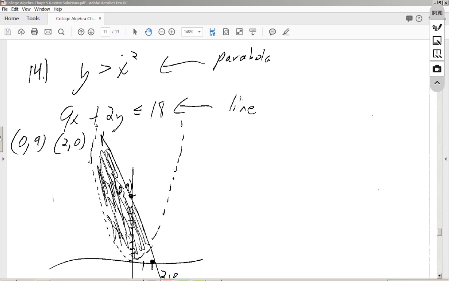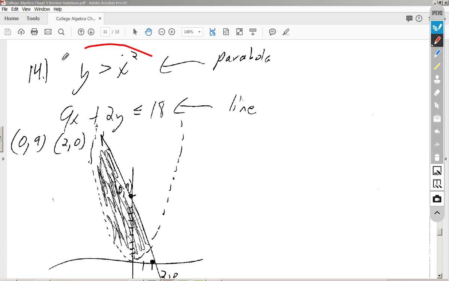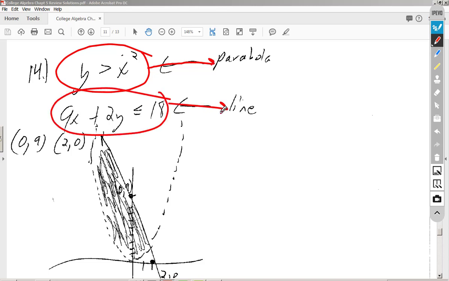On number 14, we've got two equations we're going to graph here. We've got the first equation, y is greater than x squared. And we've got our second equation, 9x plus 2y is less than or equal to 18. First thing I notice is that this top equation is a parabola, and my second equation is going to be a line.